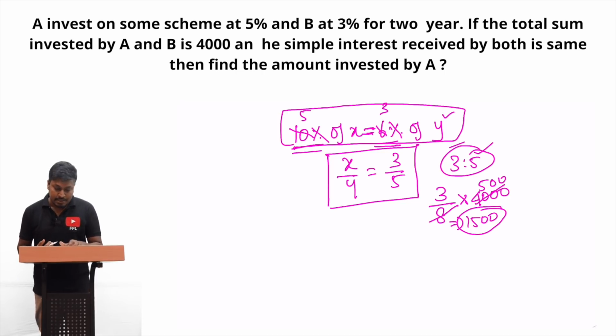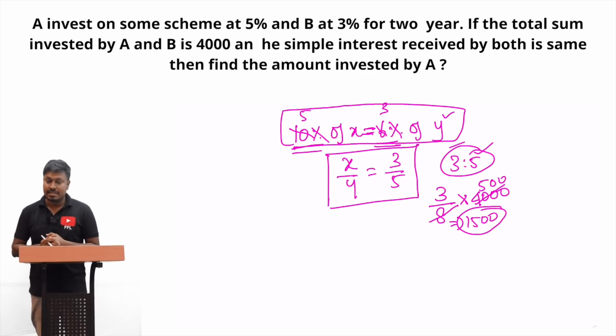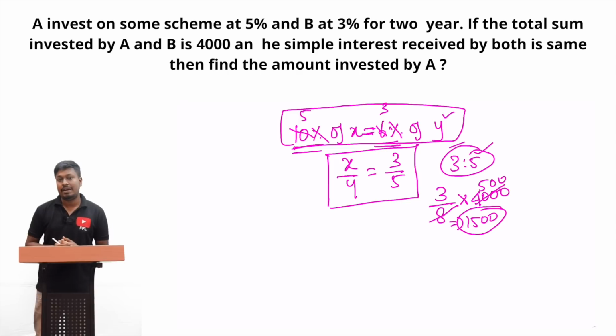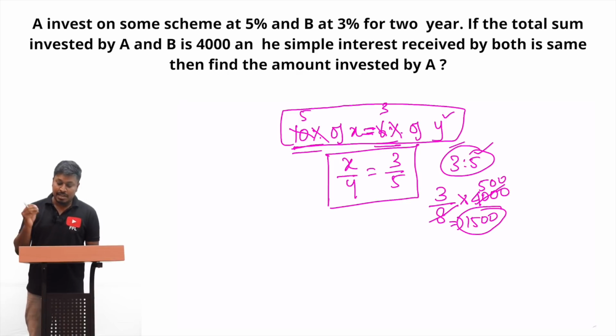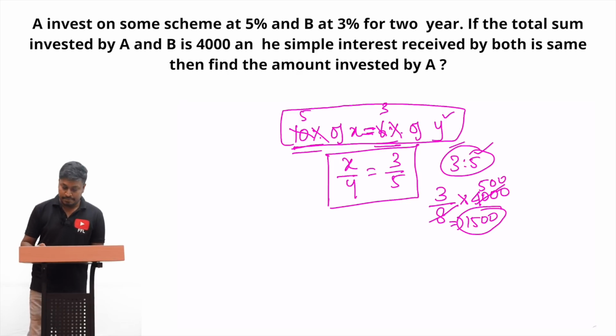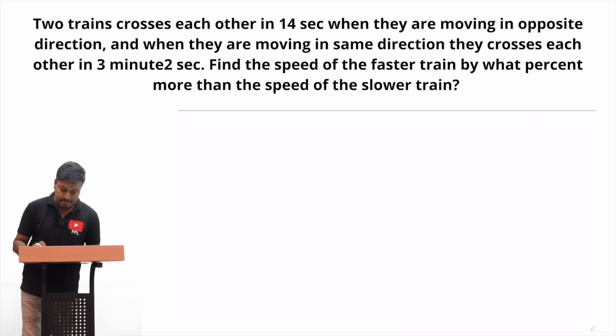So we can say that 1,500 will be the amount that is invested by A. If you subtract from the total, the remaining value will be 2,500. So 2,500 will be the amount that is invested by B. Got it? So next question.